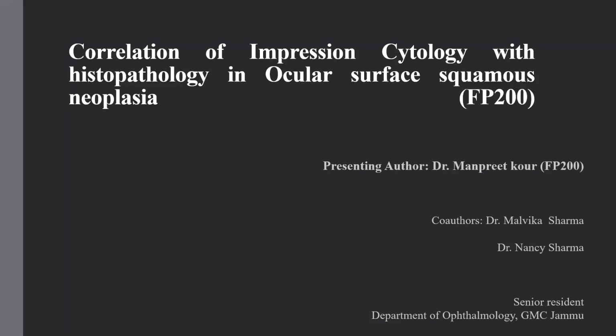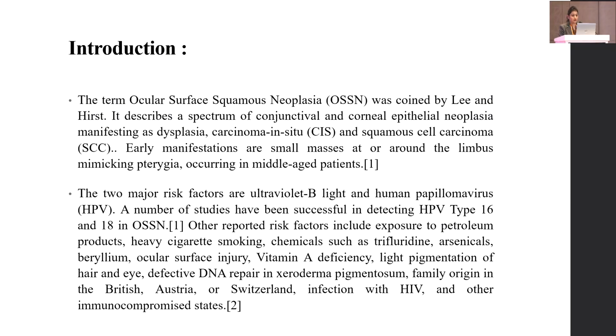Good morning, everyone. The topic for today's presentation is correlation of impression cytology with histopathology in ocular surface squamous neoplasia. Introduction. The term ocular surface neoplasia was coined by Lee and Hurst. It describes a spectrum of conjunctival and corneal epithelial neoplasia manifesting as dysplasia, carcinoma in situ, and squamous cell carcinoma.